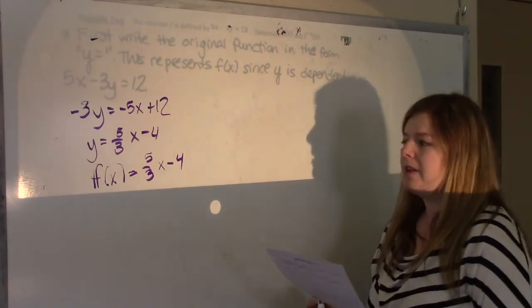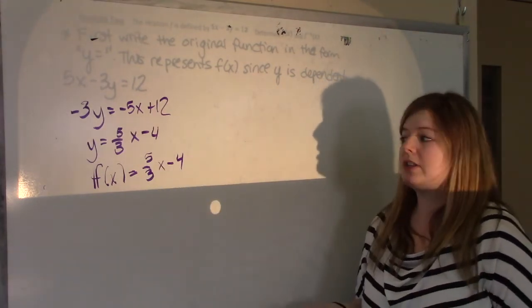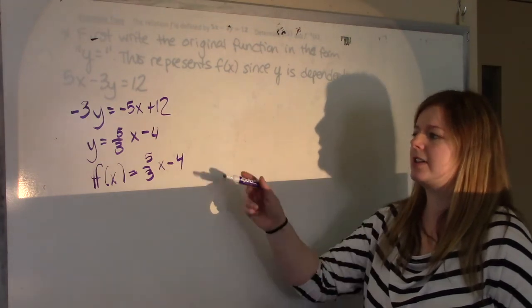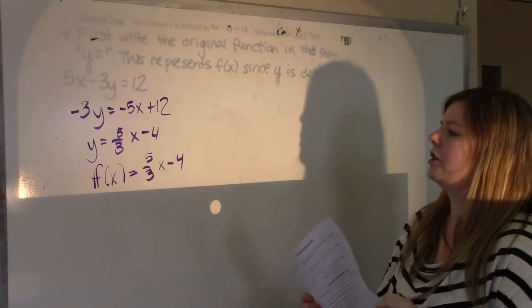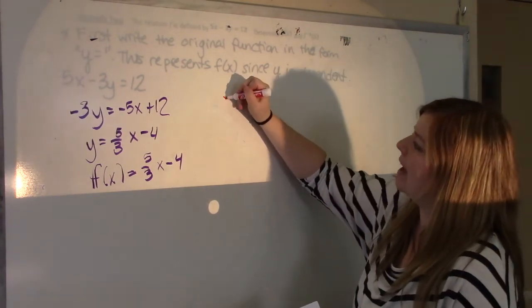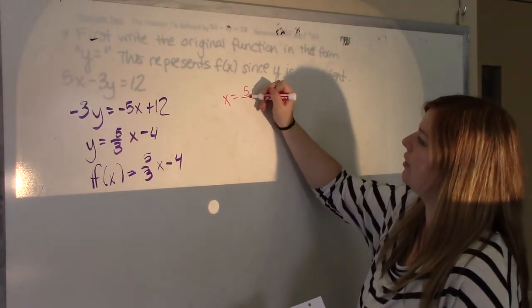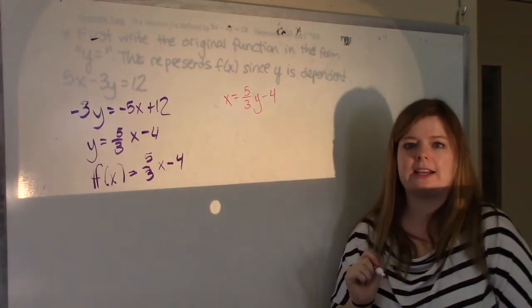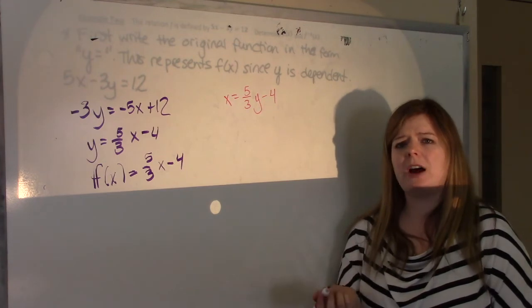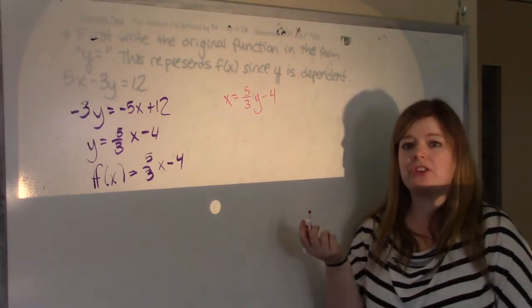Okay, so to determine the inverse function, you just switch dependence. That's what I'm going to do. I'm just going to switch the x and the y around. So instead of y equals, we're going to have x equals 5/3 y minus 4. And now we just need to isolate y. How about you pause the video, try to do it on your own, and then check with my solution.